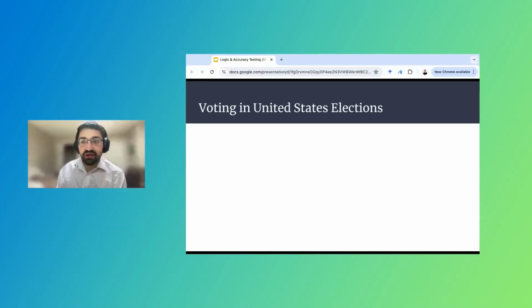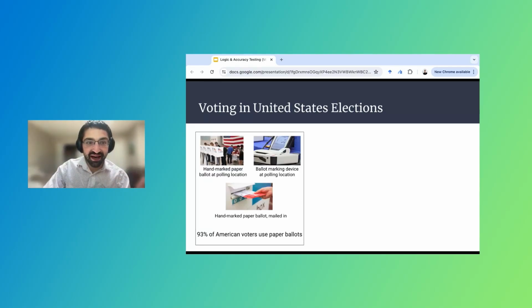All right, so let's begin with a crash course on US elections. 93% of voters in US elections use paper ballots. And they vote using paper ballots in a variety of different ways. This includes marking a paper ballot at a polling location in person. It includes ballot marking using a ballot marking device that then prints out a paper receipt, as well as hand-marked paper ballots that are mailed in.